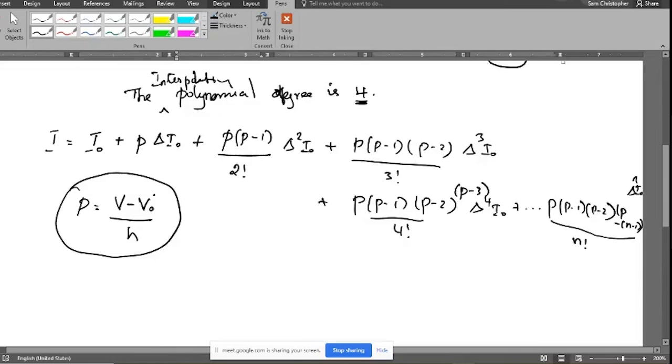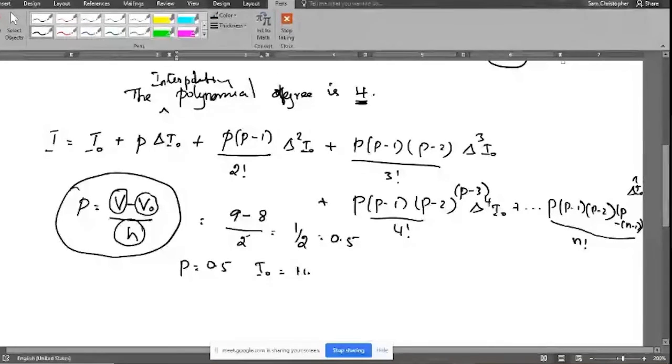In this problem V is 9, minus V naught, the first value, 8, divided by H, the common difference, 2. V naught is the first value. So 9 minus 8 divided by 2 is 1 by 2 or 0.5. So P is 0.5. I naught, the value is 1000. The value of del I naught, the first one, is 900.